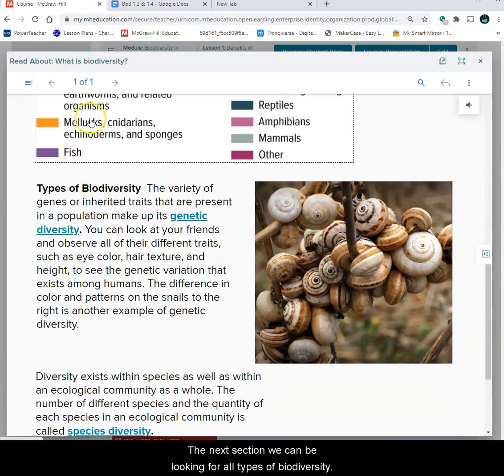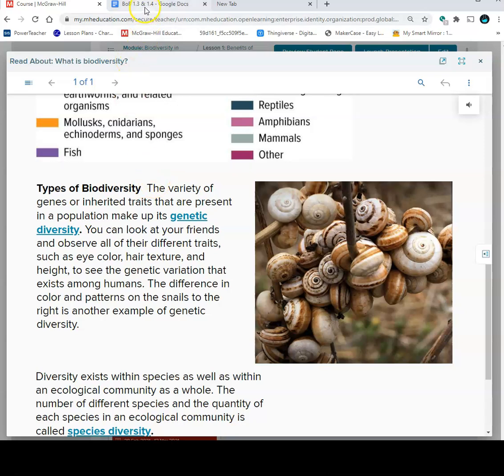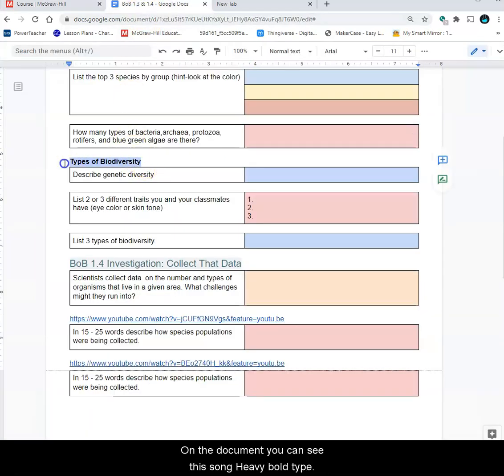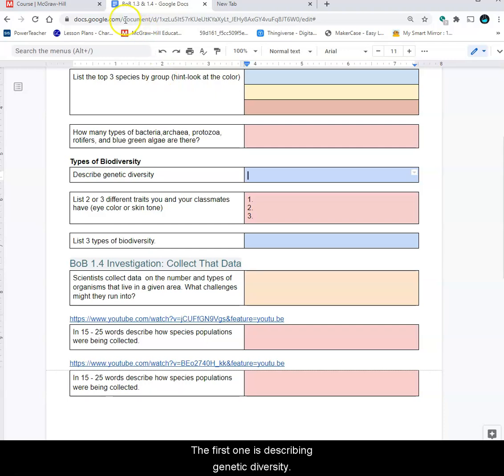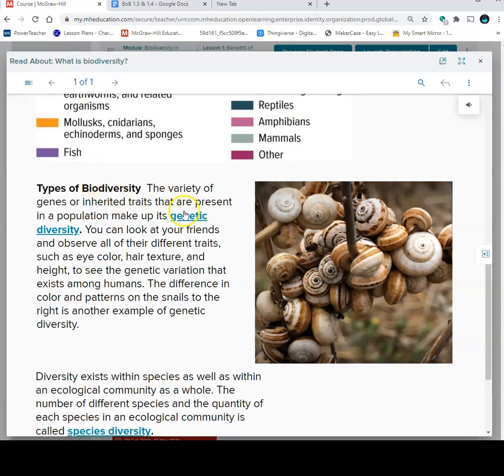In the next section, we're going to be looking for types of biodiversity. So in the document, you can see this heavy bold type, indicating a change in the section. We have 2 blue questions, which means they're pretty simple, fundamental definitions. Pretty straightforward readings. So the first one is describing genetic diversity. You can read that right here.